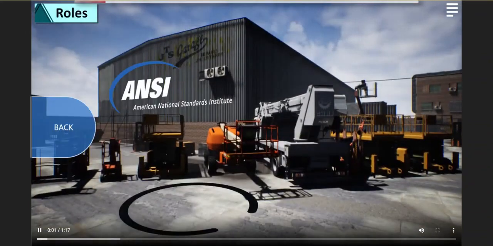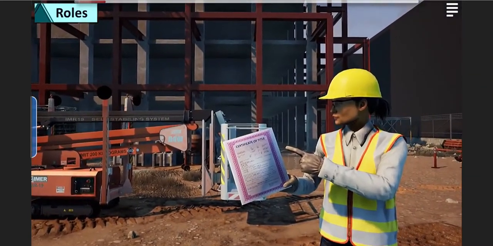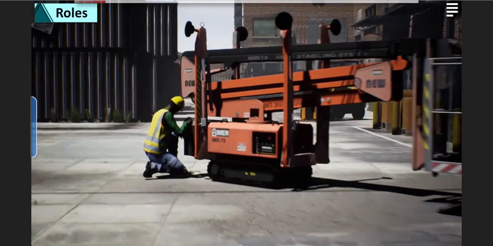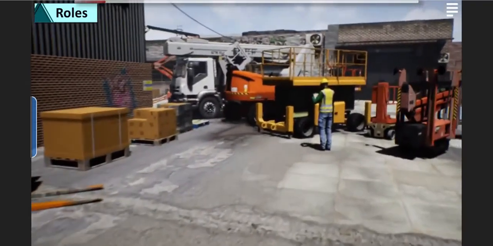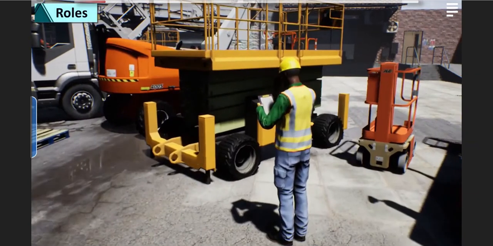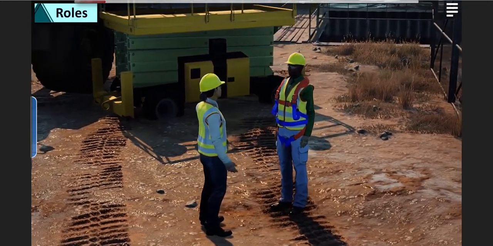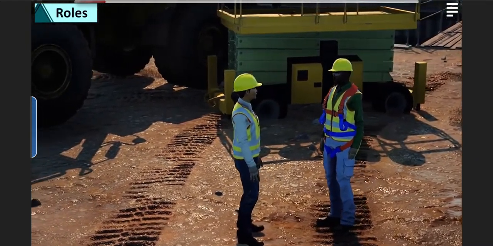ANSI defines different roles related to MEWP operations. The owner is the person or business entity that owns or rents the MEWP. The user is the person or business entity who has ultimate care and custody of the MEWP. In many cases, the owner and the user will be the same, such as a small business owner who rents a scissor lift for employees. In other cases, the user is someone the owner has designated to be in charge of the MEWP, such as the general manager of a store or the foreman of a job site.